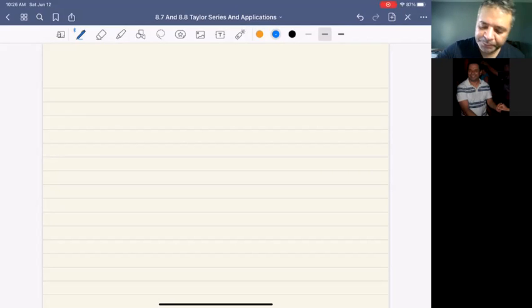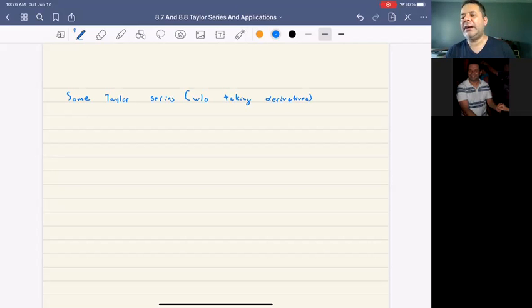Okay, so some Taylor series without taking derivatives. Here's one of the powers: if you have a power series representation for a function, it is the Taylor series, at a certain point.